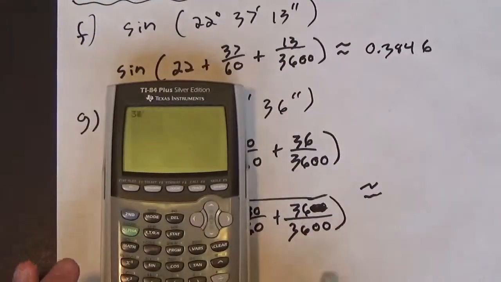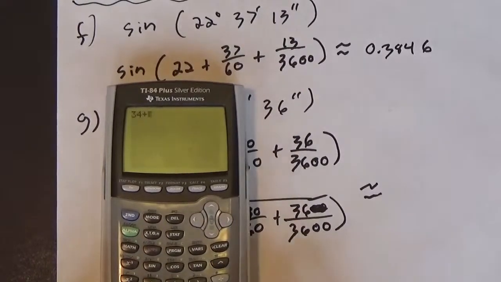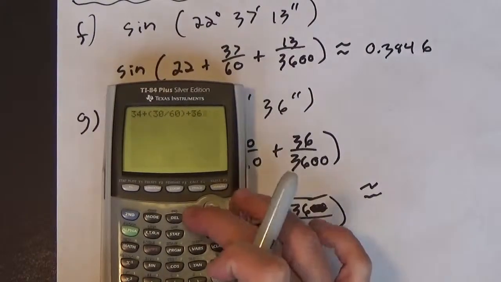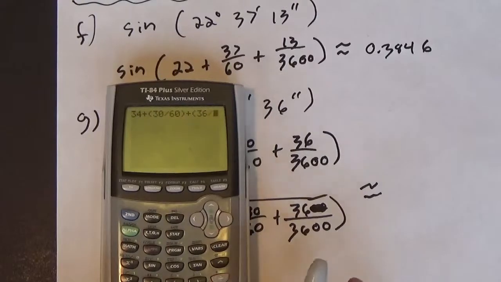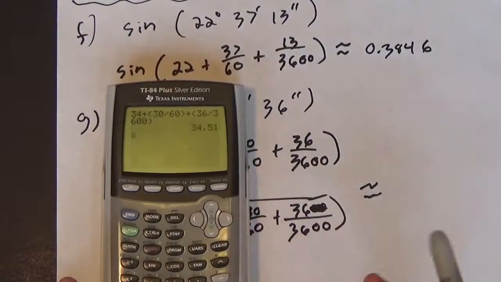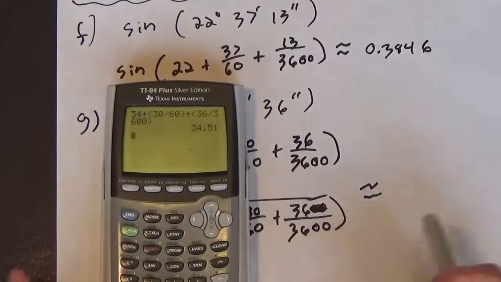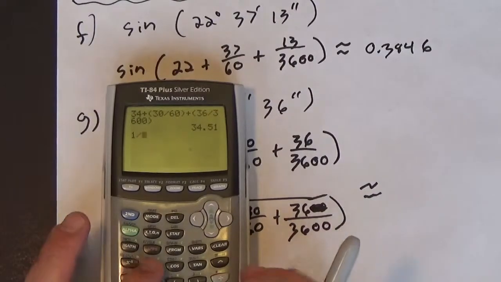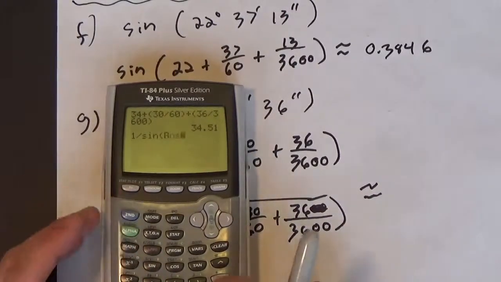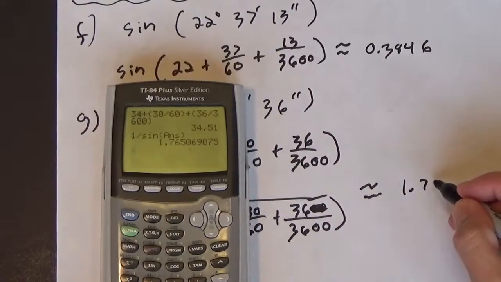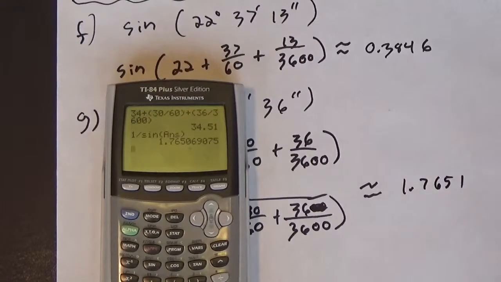So we have 34 plus, what was it? 30 divided by 60, which is just 1/2, plus 36 divided by 3600, which is just 0.01. So 34.51 degrees, that's easy enough. And then we'll take 1 divided by the sine of our answer, and we get 1.7651.